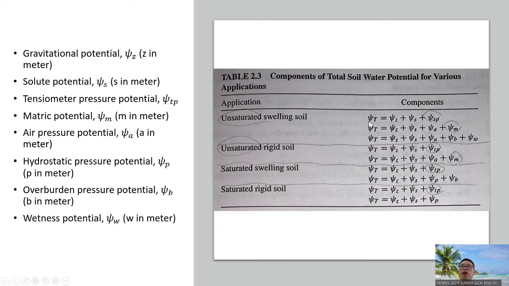So you can see that we have a total potential for each different category of soil condition. So we can compare the total potential of point 1 with the total water potential at point B. Okay.